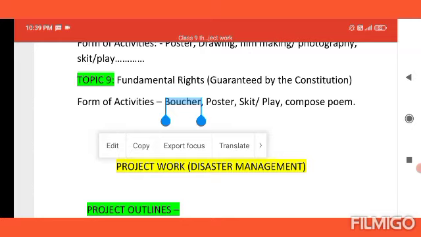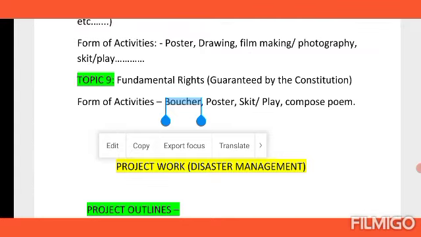a brochure. What is a brochure? A small book or a magazine containing pictures and information about products or services. Even you must have seen, when we visit restaurants, they show us the menu card in which they have various pictures and various information relating to the food items. In the same way, you can visit furniture shops or shops relating to clothing. In those they have brochures. So you can make a brochure, a poster, a skit play, or compose a poem. You can show the fundamental rights through these activities.